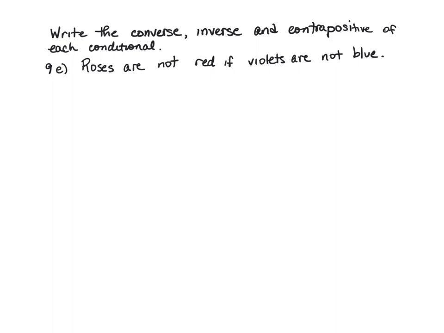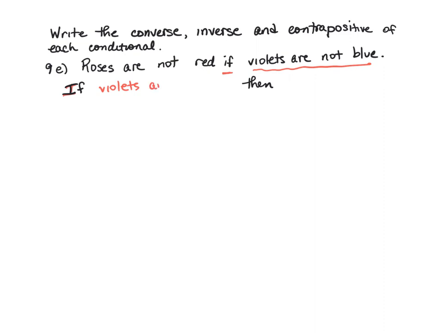Now, looking at that statement, it's a conditional. We have the word if, but it's not in that traditional if-then form. So before we start writing the converse, inverse, and contrapositive, we have to write this statement in the equivalent if-then form. So let's do that. Okay, so if something, then something. So the antecedent for this statement looks like violets are not blue. So I'm going to write it here.